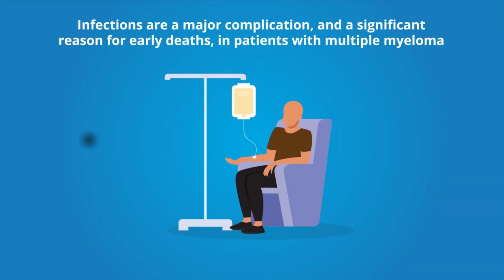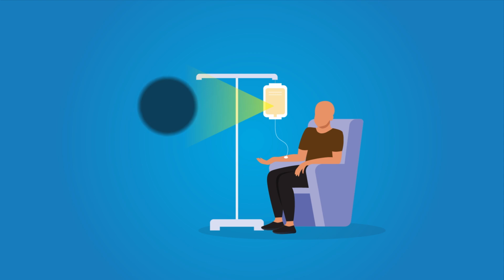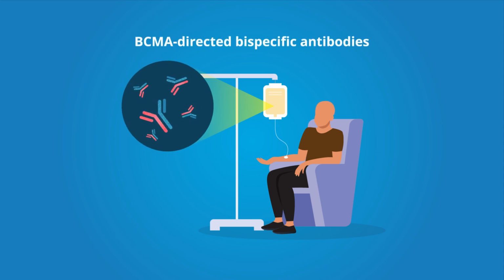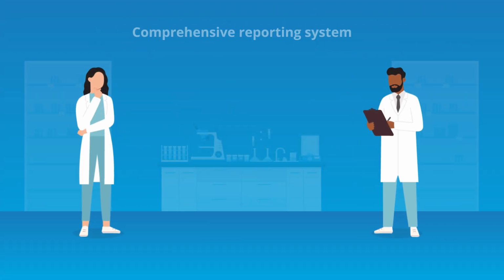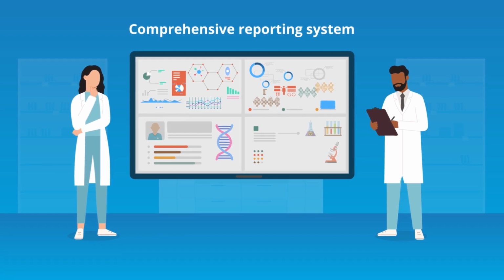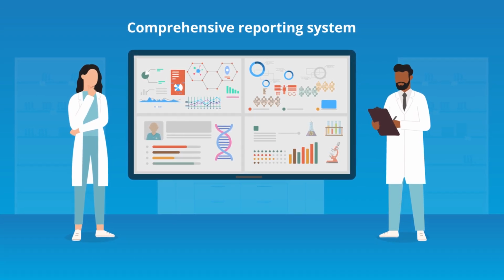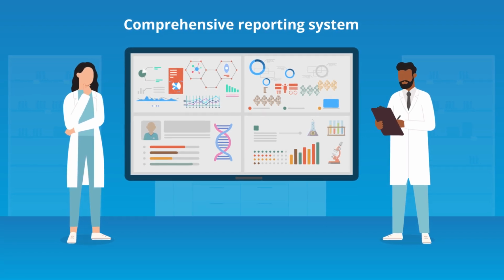Infections are a major complication and a significant reason for early deaths in patients with multiple myeloma. Immunotherapies like B-cell maturation antigen, or BCMA-directed bispecific antibodies, are effective but can increase the risk of infections through targeting of plasma cells and potential T-cell dysfunction. Thus, a comprehensive reporting system that can accurately determine the rate of infections is necessary to understand the prevalence of such complications and inform appropriate treatment and prophylaxis.